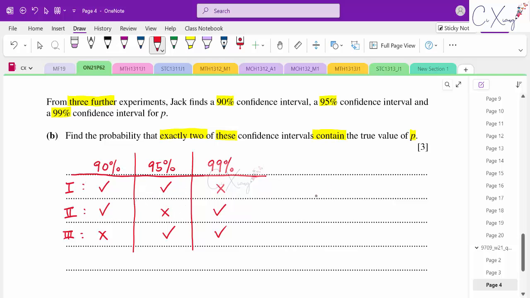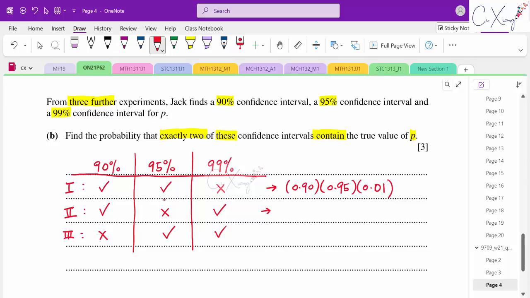Let's calculate the probability for the first case. For the first confidence interval, 90%, the probability of containing the P is 0.90. The confidence level actually means this: how certain you are that your confidence interval contains the true value of the P, or the true value of the mu. Then for 95%, the probability that the confidence interval contains the P is 0.95. For 99%, it doesn't contain, so it will be 0.01.